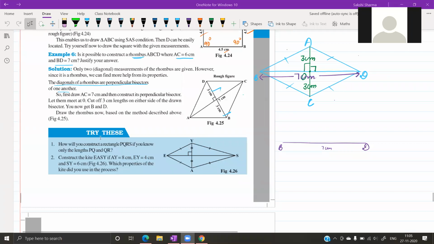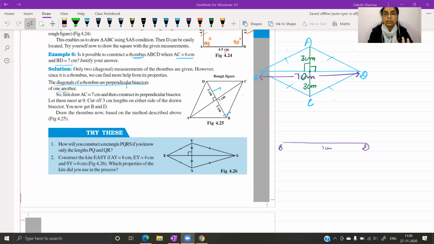We were doing the last example from chapter number 4, practical geometry. You have to construct a rhombus in which you have been given the diagonals of the rhombus. And the property that we will be using is that the diagonals of a rhombus are perpendicular bisectors of each other. We would like to start with the diagonal whose length is odd, whose half cannot be easily obtained. We're going to start with that diagonal.